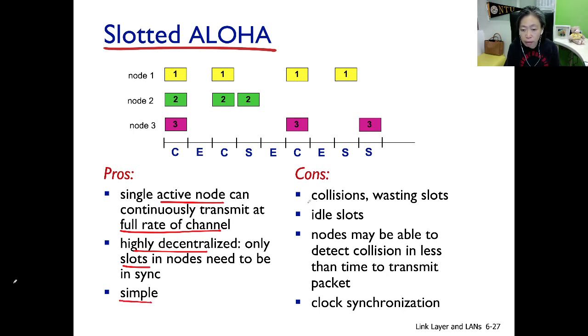On the other hand, we might be wasting slots to collisions and idle slots. For example, these are the collided slots and these are empty slots. These nodes may be able to detect the collision in less time than to transmit the data. So for example, these nodes might detect the collisions right at the beginning. So there's really no need to transmit the rest of the bits in the packets. And clock synchronization is required because each node needs to know exactly the beginning of a time slot.